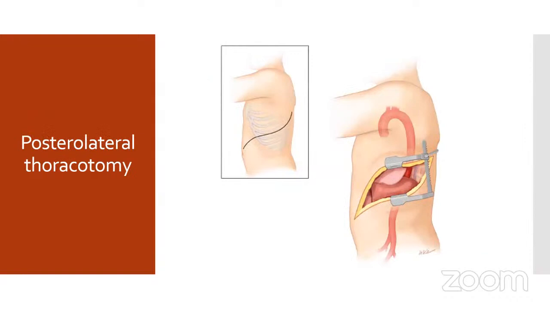A left posterolateral thoracotomy is used for procedures involving the distal aortic arch and descending thoracic aorta. With the left thoracotomy, cannulation for cardiopulmonary bypass must be done through the femoral vessels.